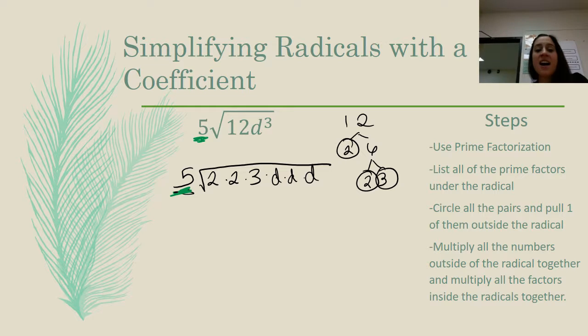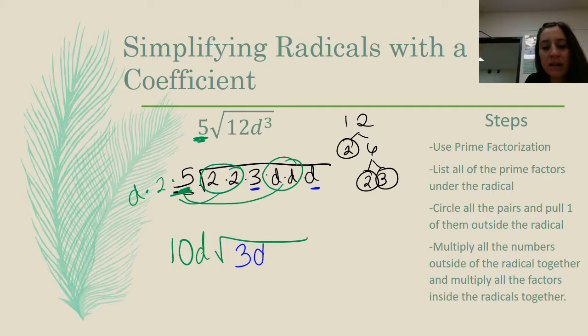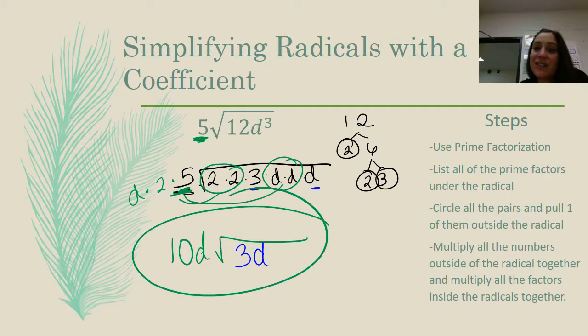All right, now again, I'm going to look for my pairs just like I have in the past. I'm going to circle my 2. That's going to come outside. And I'm also going to circle my d. That's going to come to the outside. So when my 2 comes to the outside, well, what is 2 times 5? 2 times 5 I know is 10. And my d times d is d. Radical, well, what's left inside? What's left inside is a 3 and a d. Well, what's 3 times d? Well, that's 3d. And that's my final answer. Come and see me if you need help.